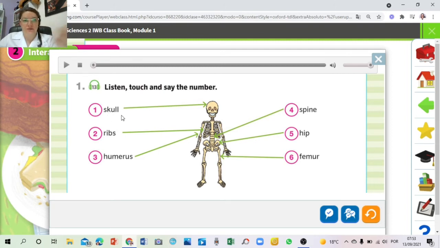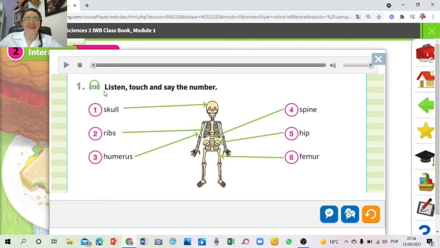Now, look. Repeat to me, please. Skull. Ribs. Humerus. Spine. Hip. Femur. Very good.